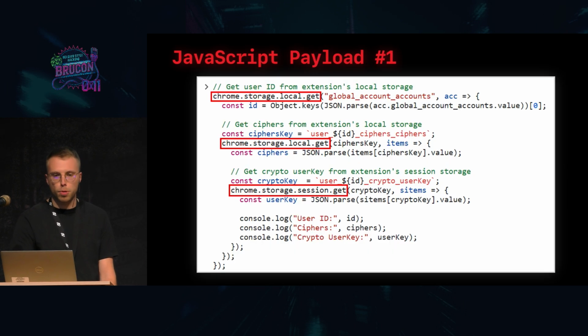So here is a sample payload. We won't go into each line here, but what you can see is the Chrome storage access in order to get the local storage and the session storage, which holds the encrypted ciphers as well as the decryption key. So this simple snippet is enough to get access to the whole database if we are able to run it.